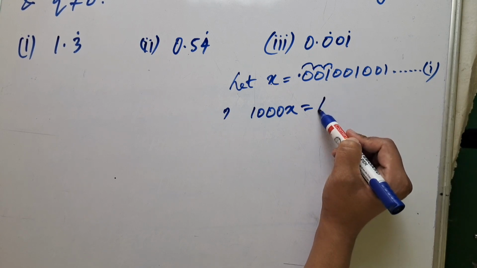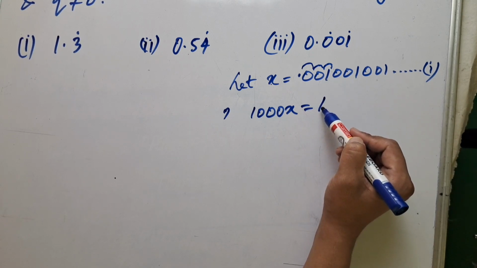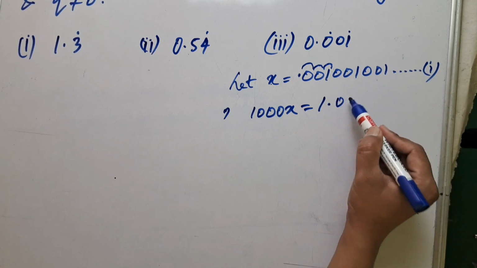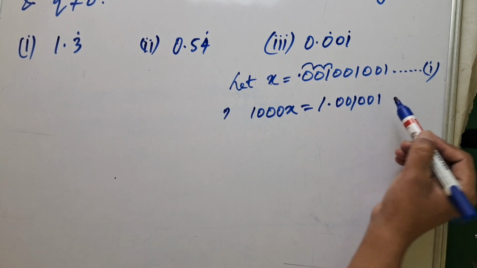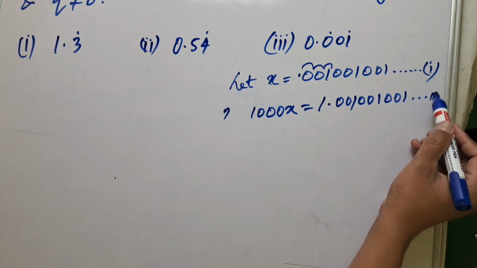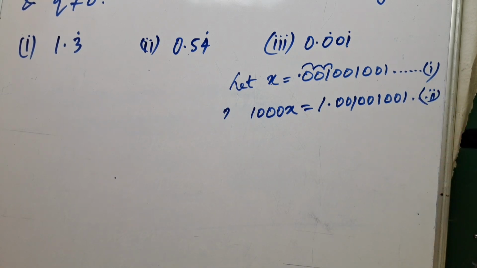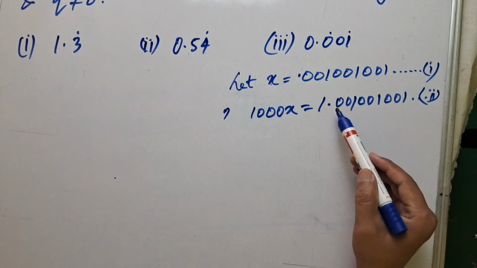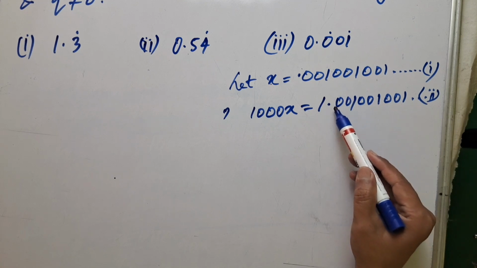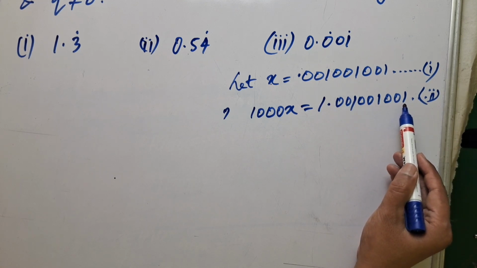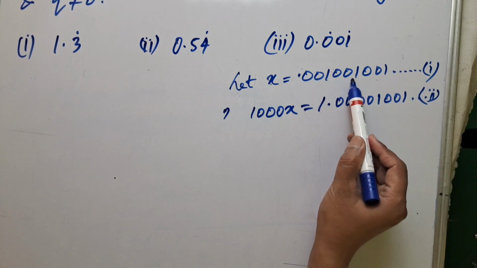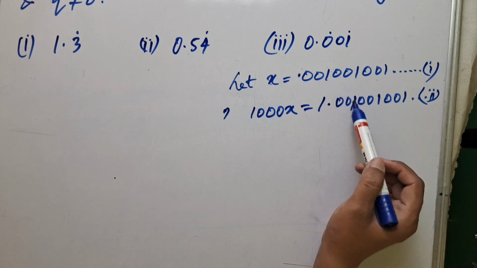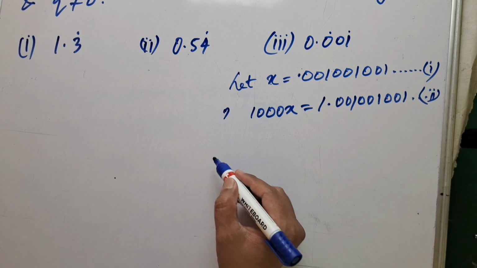So this one we write here. 001 means 1, isn't it? This one we write here, and then 001, this continues. 001, 001, 001, and so on. This is equation 2. Now we subtract equation 1 from equation 2. Why? Because we have the same numbers after the decimal point, isn't it? 0.001, 0.001, 0.001, and so on. Here also 0.001, 0.001, 0.001, and so on. The numbers after the decimal point are the same in both the equations. So we subtract equation 1 from equation 2.